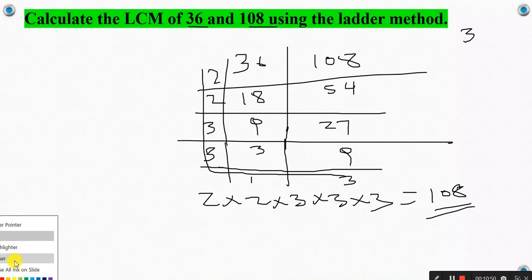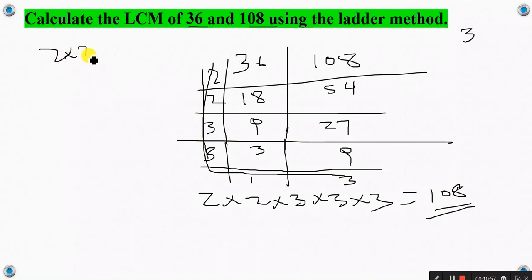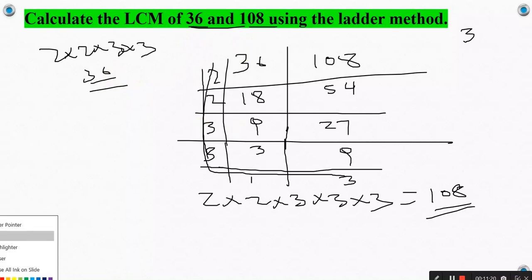For these numbers, we can also find the greatest common factor. Simply we multiply this column: 2 times 2 times 3 times 3. 2 times 2 is 4, 4 times 3 is 12, 12 times 3 is 36. So 36 is the greatest common factor for these numbers. So the ladder method is used to find both the greatest common factor and the least common multiple.